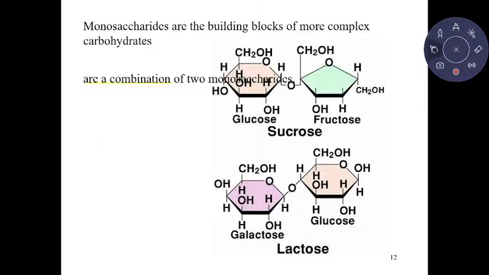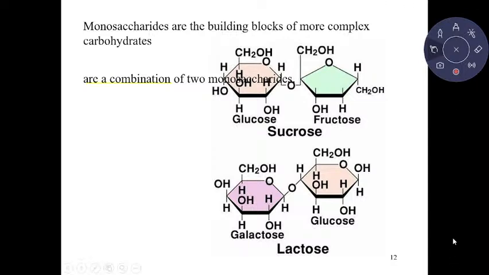So for example, here is sucrose. This sucrose is a combination of two monosaccharide molecules forming a sucrose molecule. For example, glucose and fructose combine to form sucrose. So in this, the structure will be this one. And lactose is formed by the combining of galactose and glucose. That you have to know.